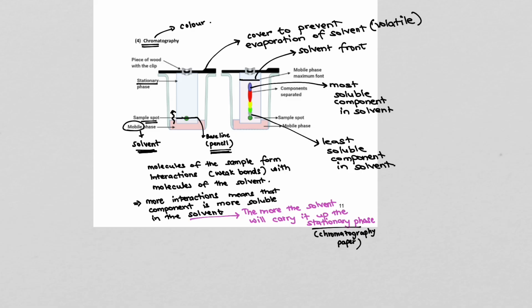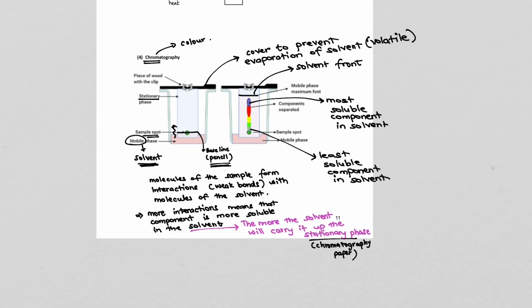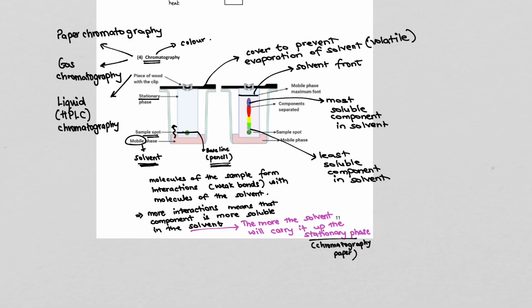Now we have other kinds of chromatography. We also have gas chromatography, liquid chromatography, which is also called HPLC, which stands for high performance liquid chromatography. And you also have thin layer chromatography.